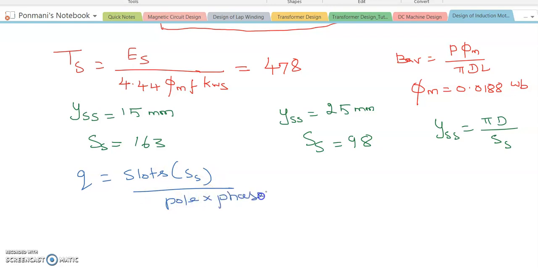So it is a 3-phase machine. Number of poles is given in this problem. From this equation also we can get the stator slots as Q multiplied by the number of poles and the number of phases.